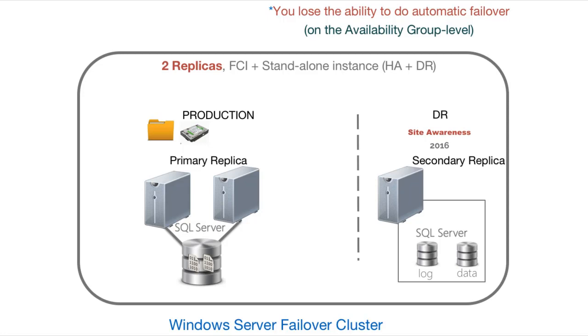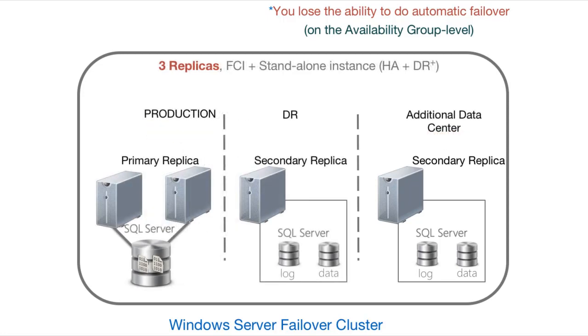Now, in terms of licensing, you would need 2 licenses with software assurance. You need one for the primary replica, and of course, the primary replica has 2 nodes. The first license with the software assurance would cover the first node on the failover cluster instance and the second node.